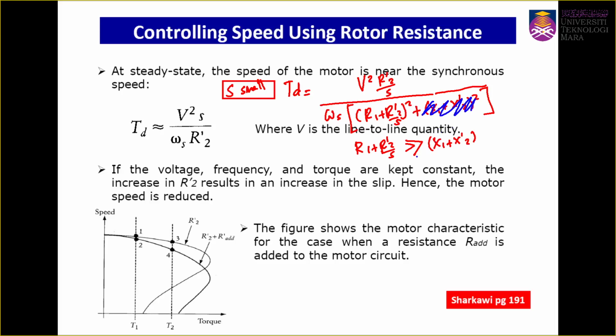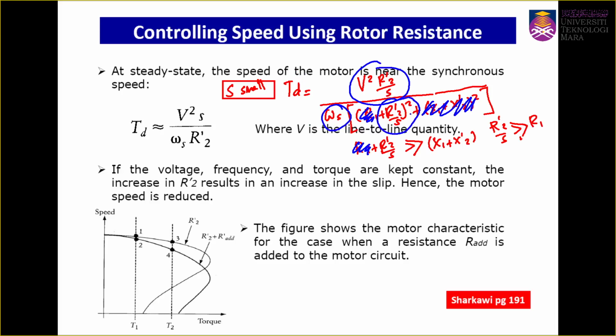And what else? You can also have R prime 2 over S is a lot higher than R1. Therefore, you can also remove this. You can also remove that. And therefore, what is left is only this equation. So you can remove that. So what is left is only that. You can remove this.